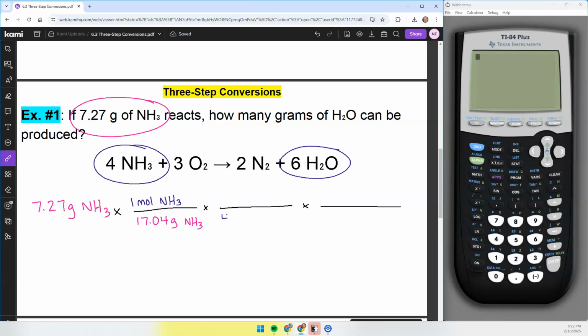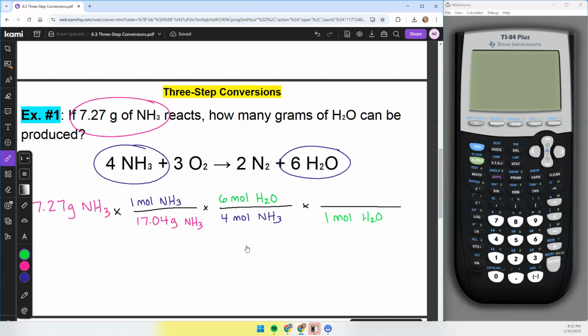So for every 4 moles of NH3, we're going to produce 6 moles of H2O. The third step is going to be turning those moles back into grams. So for every 1 mole of H2O, the molar mass of water is 18.02 grams. All right, there we go.